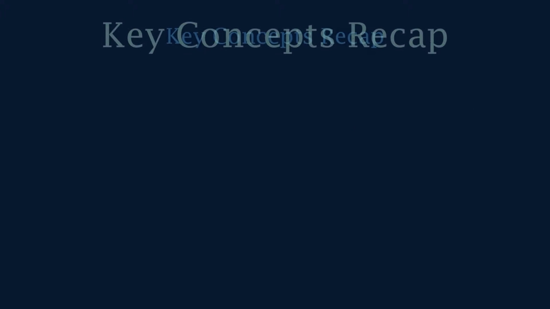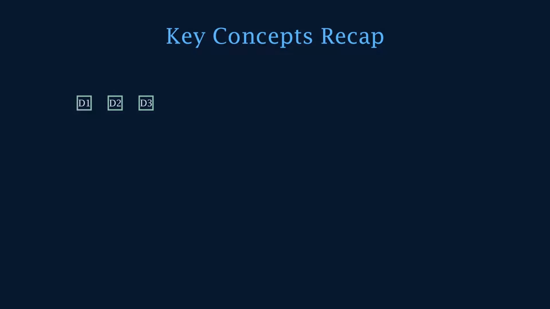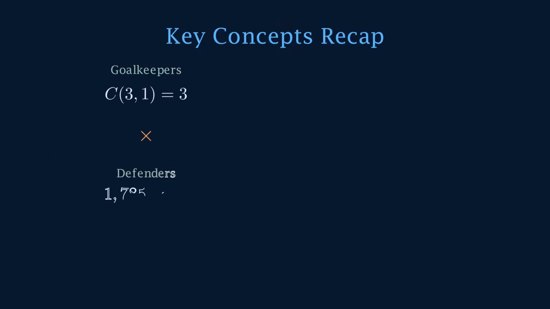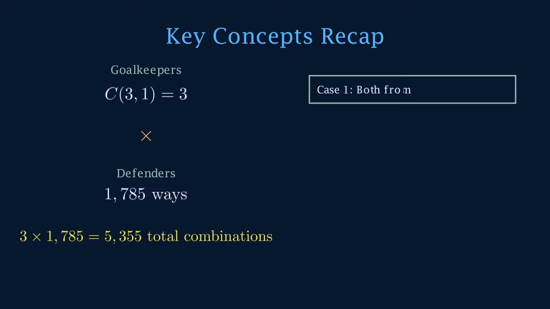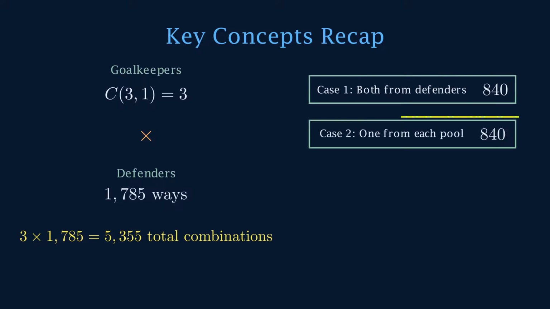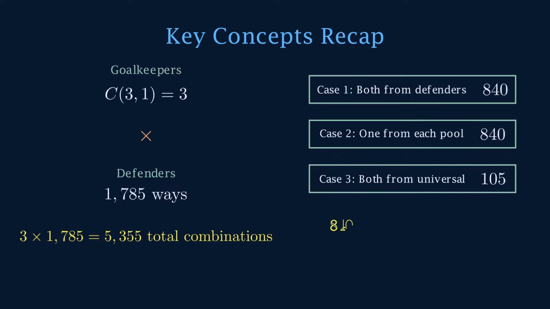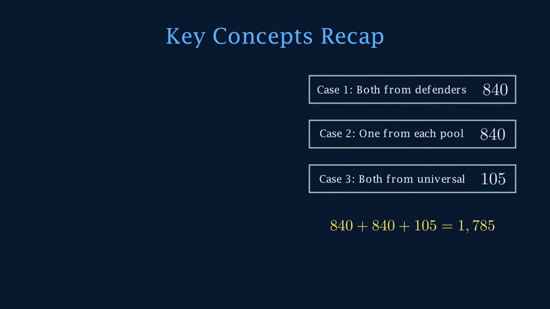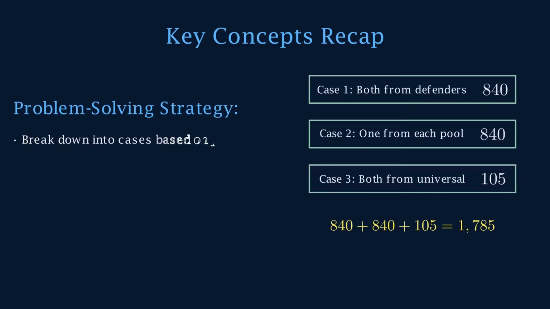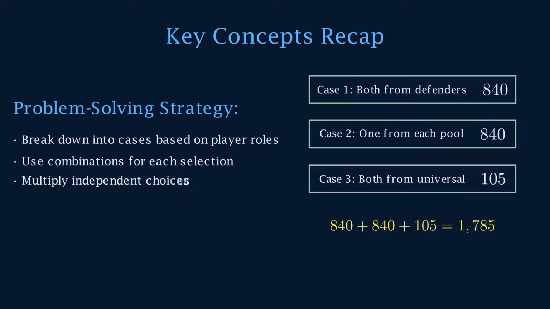Key concepts recap. A combination of R from N items calculates the number of ways to select R items from N options, where order doesn't matter. The multiplication principle states that for independent events, we multiply their individual possibilities to find the total number of outcomes. The addition principle allows us to sum the possibilities from mutually exclusive and exhaustive cases. This systematic case-by-case analysis, combined with proper application of counting principles, helps us solve complex combinatorial problems while ensuring no possibilities are missed or counted twice.